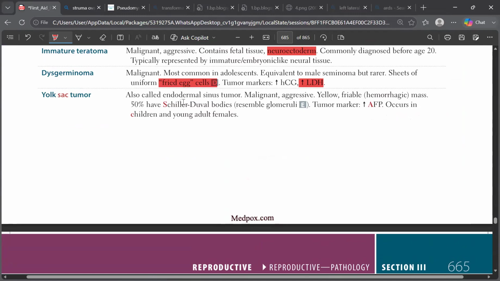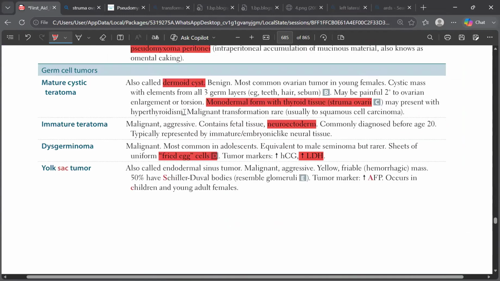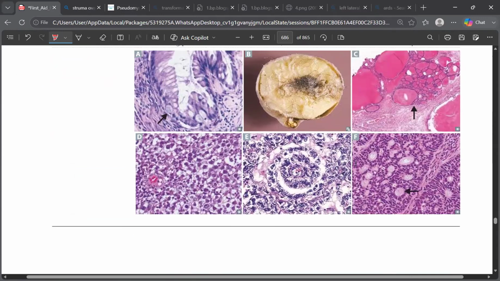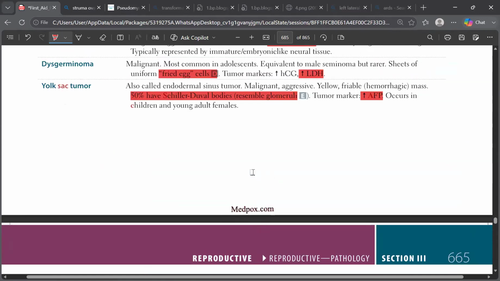Then there's yolk sac tumor, also called endodermal sinus tumor. It is malignant and aggressive. It is a yellow, friable, hemorrhagic mass. 50% have Schiller-Duval bodies that resemble glomeruli. And the tumor marker is increased alpha-fetoprotein because the yolk sac produces alpha-fetoprotein. So yolk sac tumor will produce increased AFP as well. It occurs in children and young females. So SAC: S for Schiller-Duval bodies, A for AFP, and C for children. And that is a Schiller-Duval body. That is glomerulus-like. This could be considered the Bowman's space, and this could be the Bowman's capsule, and these are the glomeruli. So that's why they are called glomerular-like structures.